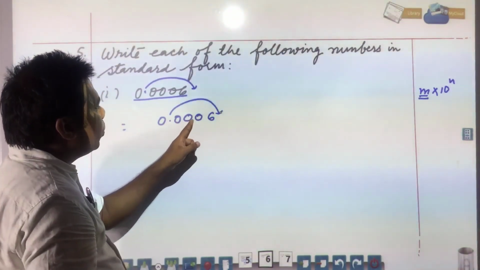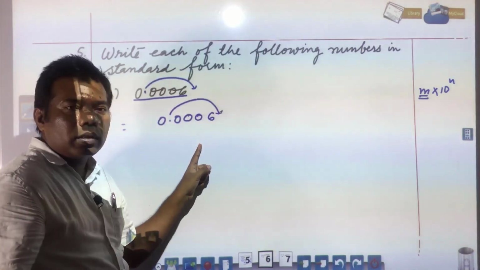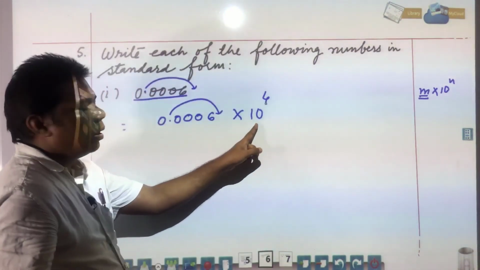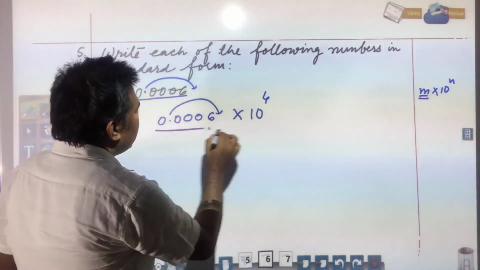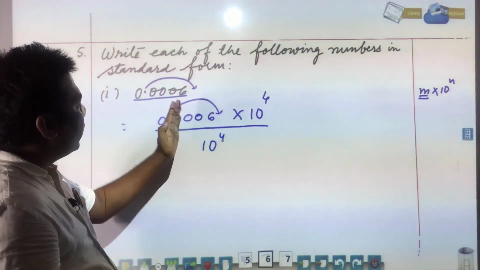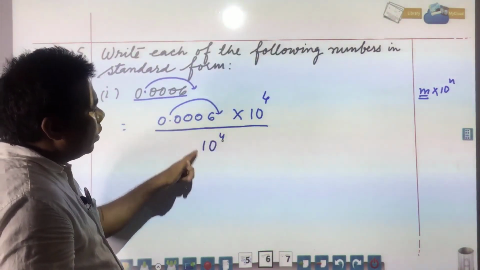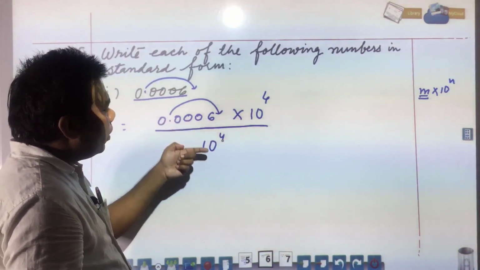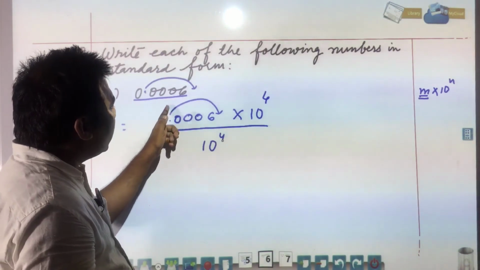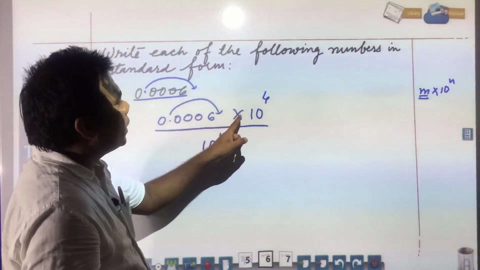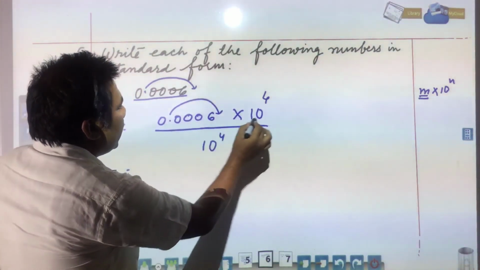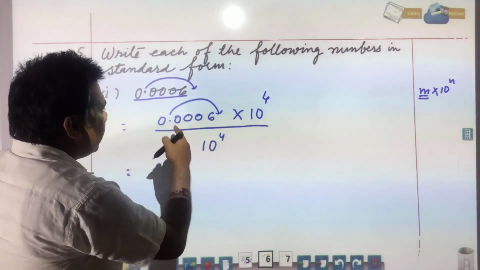It means 1, 2, 3, 4 places you are going rightward. So, it is required to be multiplied by 10 to the power 4, and since you are multiplying, this is required to be divided also. As we had done before, when we were coming leftward, we were dividing the number with power of 10. Now, you are going rightward. So, what is required to be done? This is required to be multiplied. Now, if you are multiplying this, you will get 6 only.